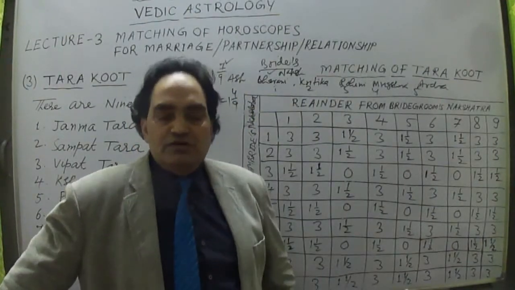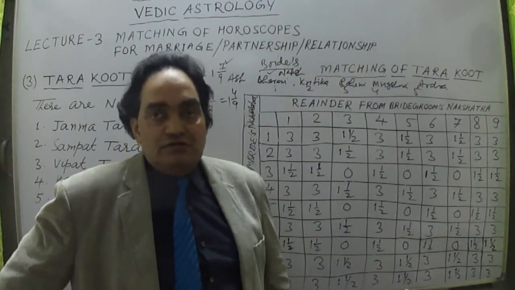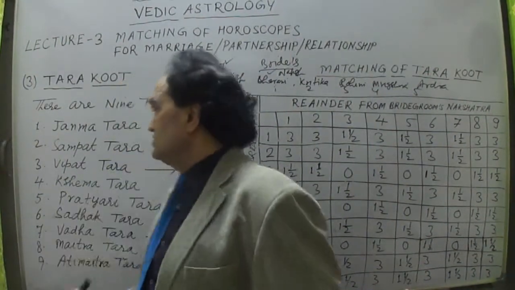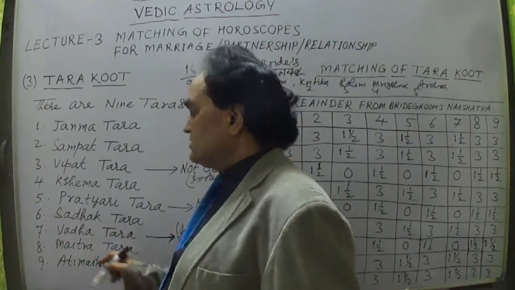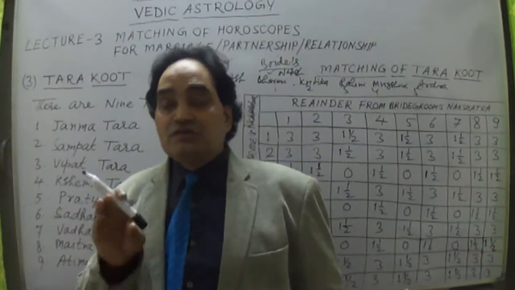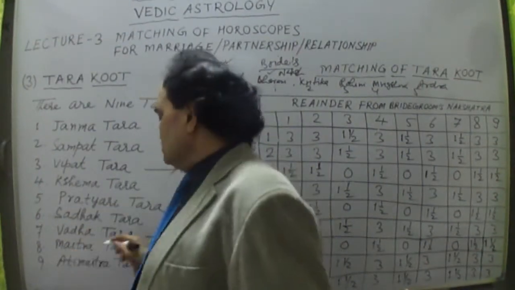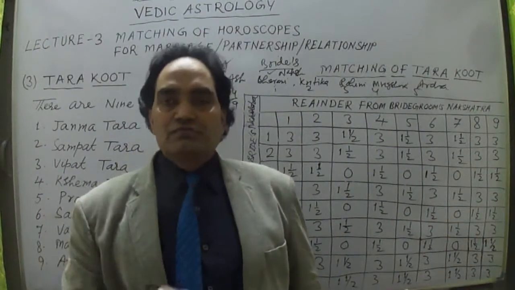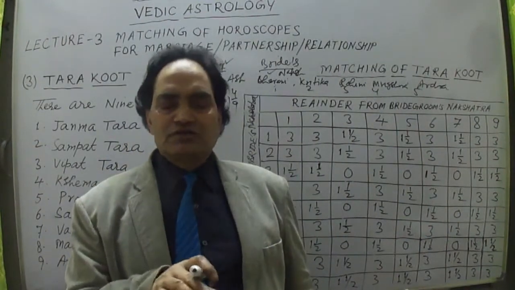From 19, these two are subtracted, so 17 is there. 17 divided by 9, 8 is the remainder. 8 is auspicious, benefic. So 8 is auspicious. That Tara present on that day is a Maitra Tara. Maitra Tara is auspicious or benefic, so work can be started at 10 o'clock or whatever time it is.